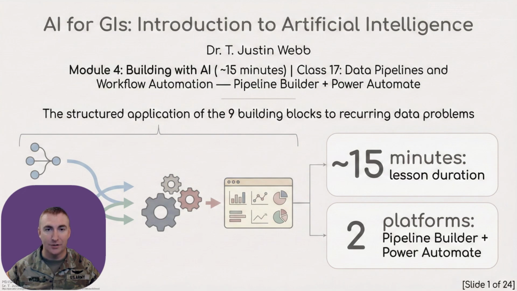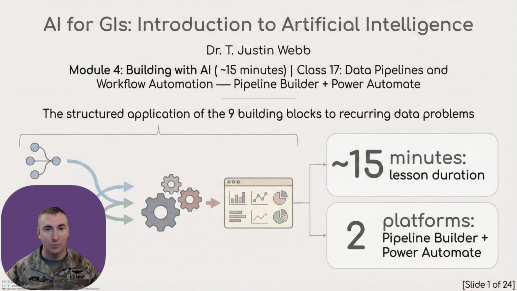Your brigade runs on 6 data systems that do not talk to each other. Right now, a staff officer spends 4 hours every week manually stitching those systems together in Excel. This class replaces that manual process with automation that runs in minutes. You will learn 2 platforms, Pipeline Builder and Power Automate, and when to pick each one.